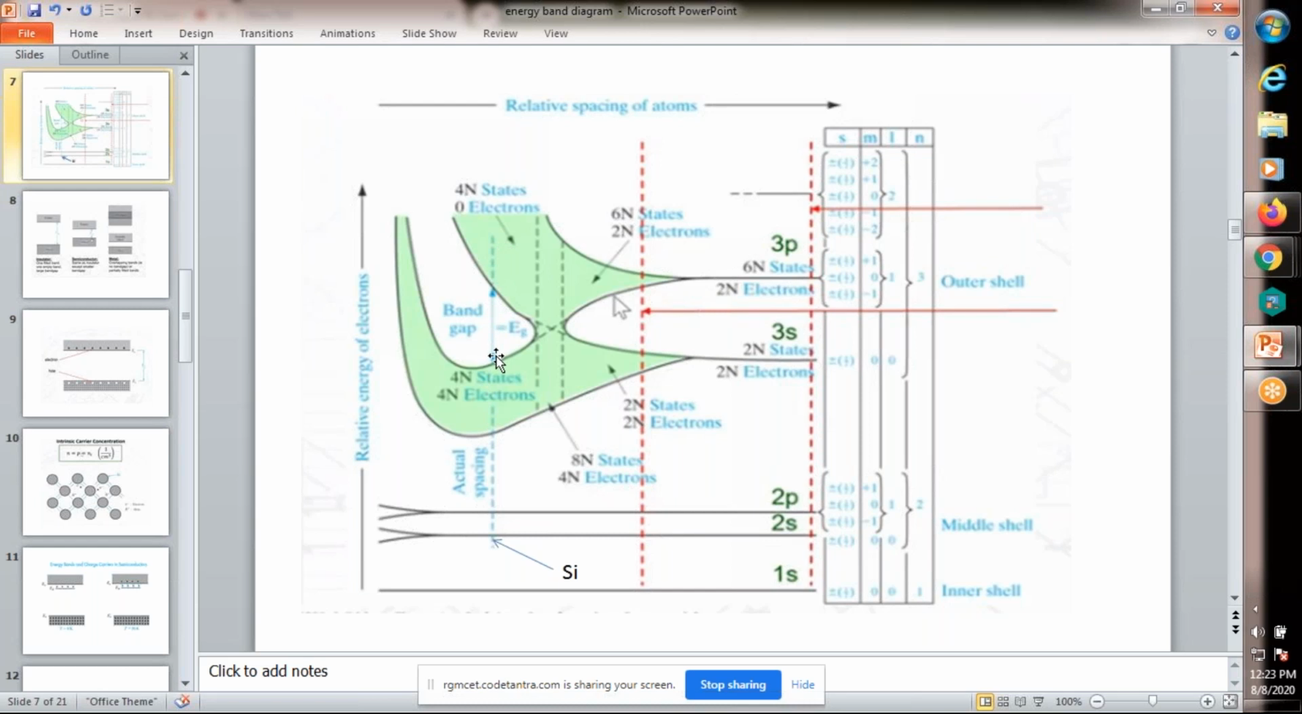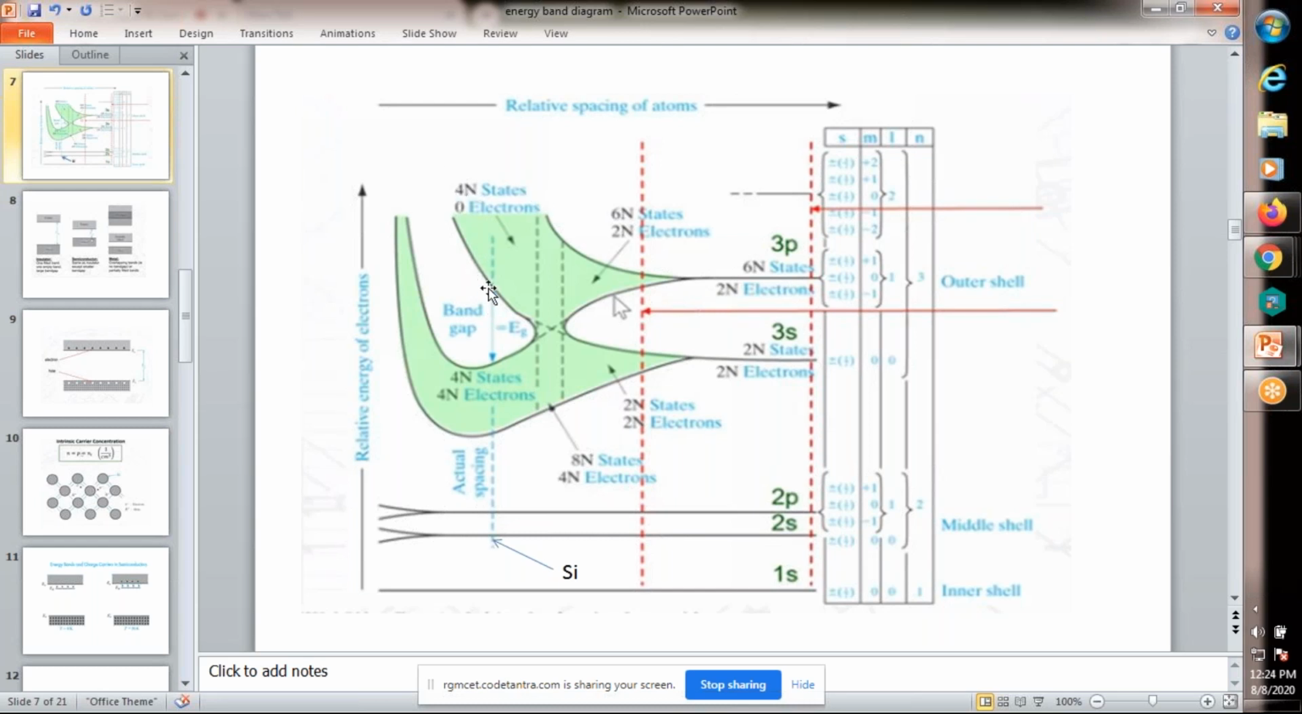Now coming to silicon, how many states and how many electrons? Observe here: in the valency band, there are 4n states and 4n electrons. In the conduction band, there are 4n states, but 0 electrons at equilibrium. At equilibrium the temperature is also 0 degree Kelvin. At 0 Kelvin, the valency band completely fills with 4n states and 4n electrons, whereas the conduction band is completely empty.